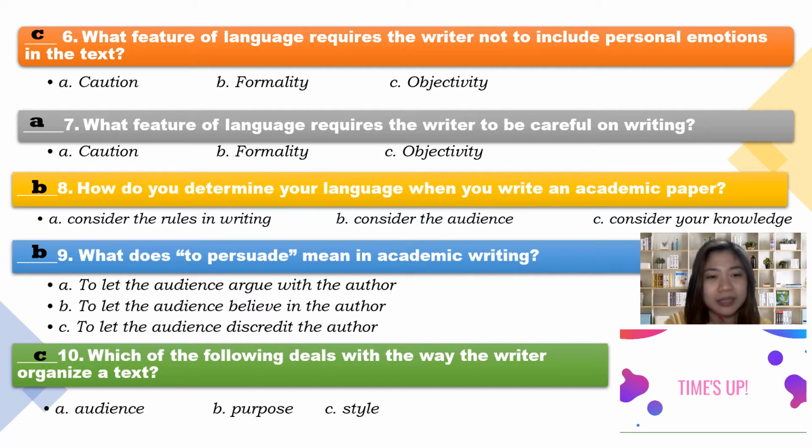Number 9, what does to persuade mean in academic writing? The correct answer is letter B, to let the audience believe in the author. Number 10, which of the following deals with the way the writer organizes a text? So the correct answer is letter C. Okay, so I have here the last sets of questions. So let's move on.